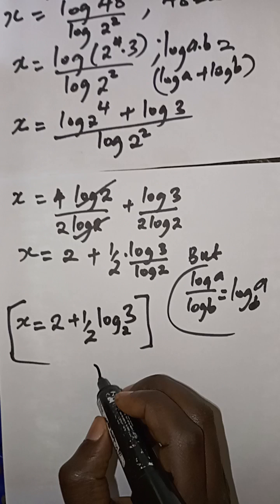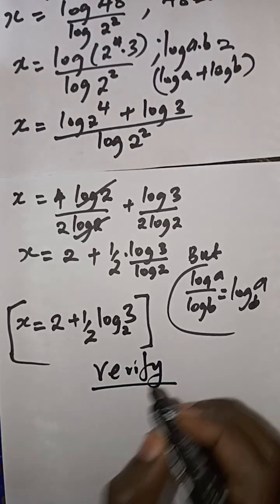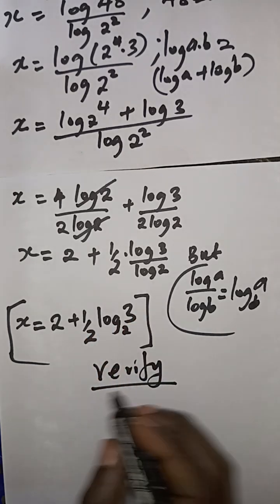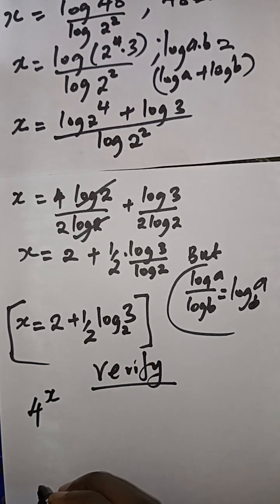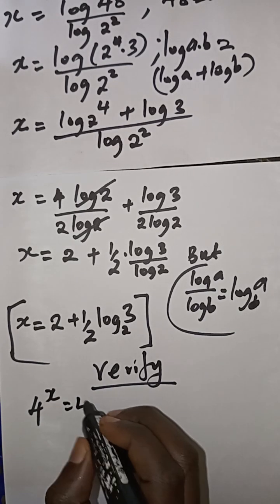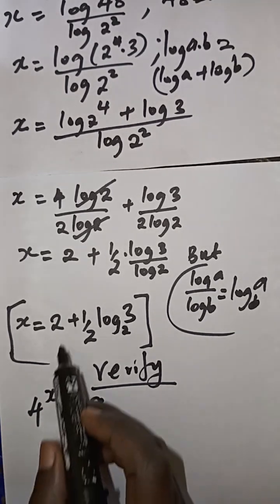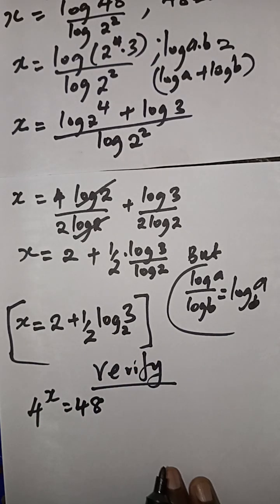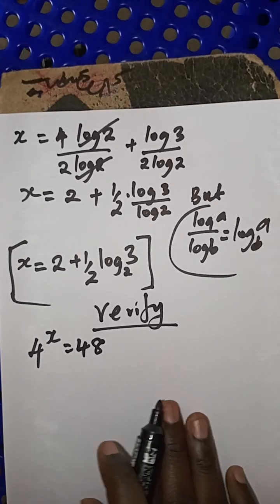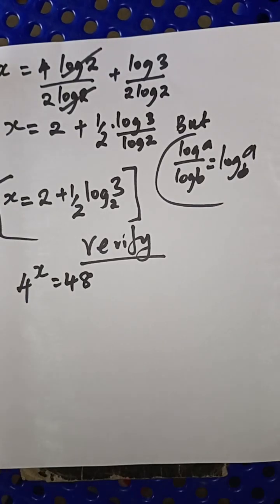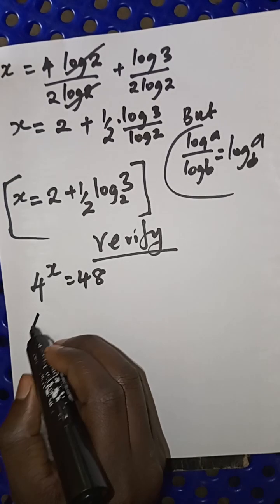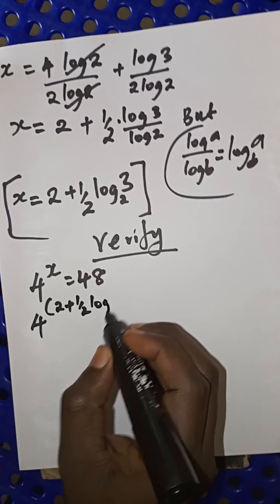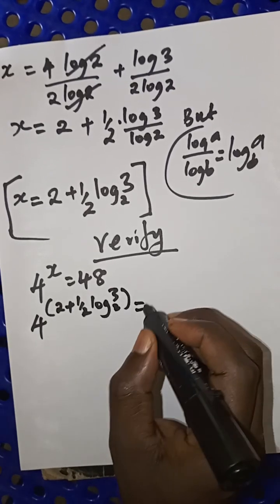I'm going to go ahead and verify if x is indeed 2 plus a half times the log of 3 base 2, for a number given 4 raised to x should give me 48. But wherever I have x, I'm going to replace the whole of this, so that it gives me 4 to the power of (2 plus a half times the log of 3 base 2), which should give me 48.